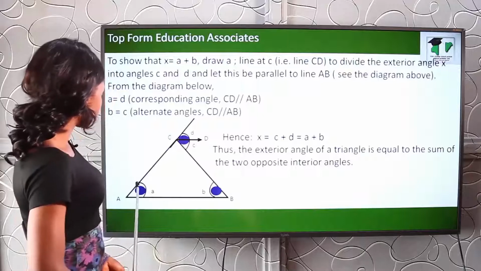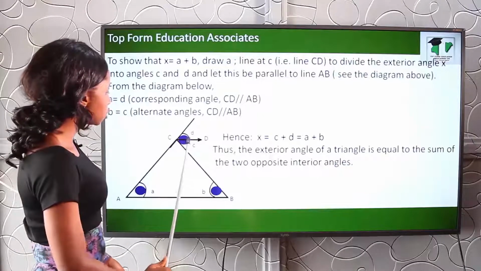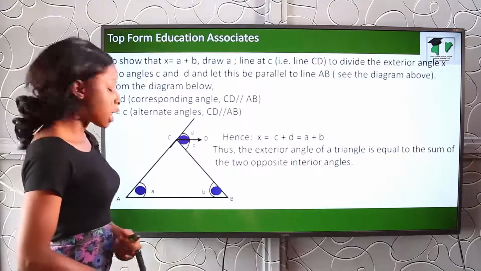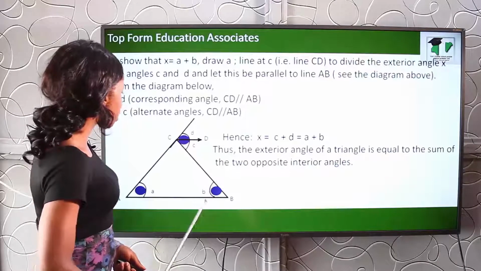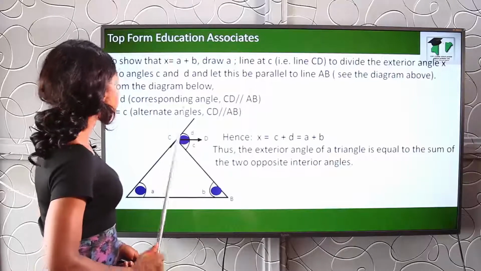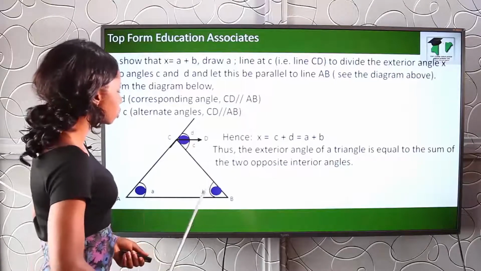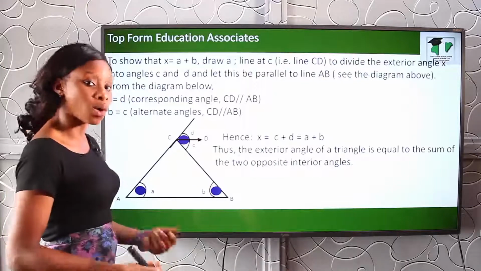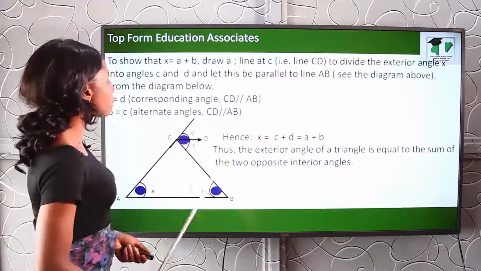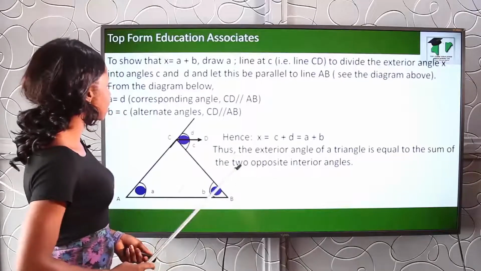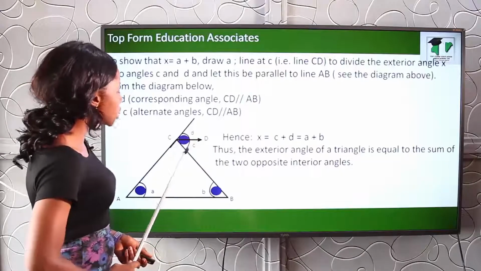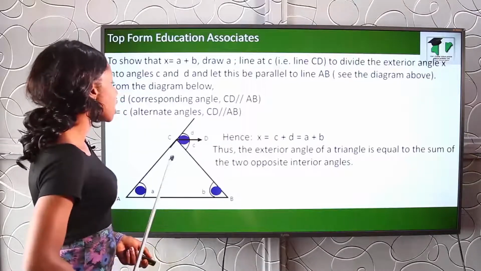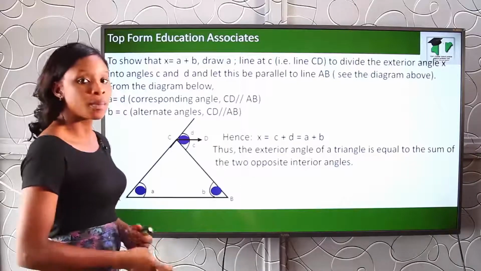Look at it very well. Are you seeing the shape formed? A and D are corresponding angles. In like manner, B and C are alternate angles. Alternate angles are also equal. Okay? Now, from this, we can say that X, the angle formed here, which we split into D and C, is equal to C plus D and A plus B.